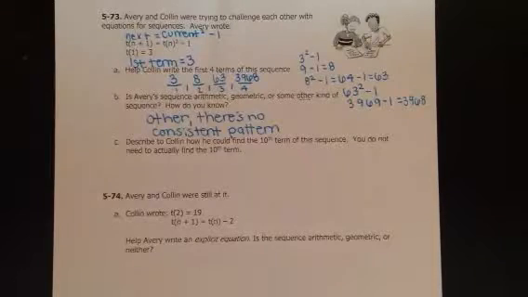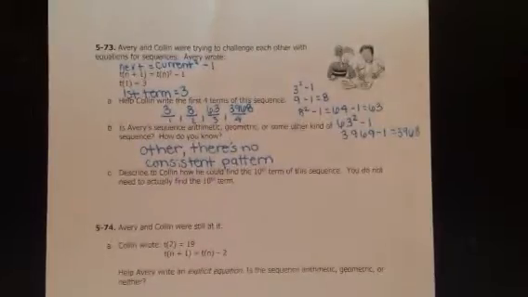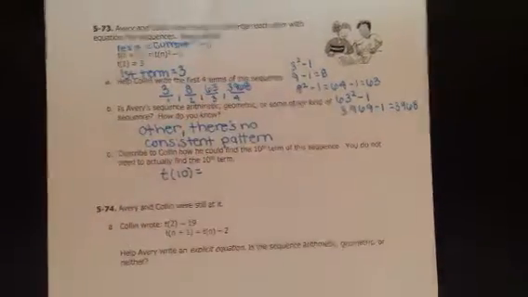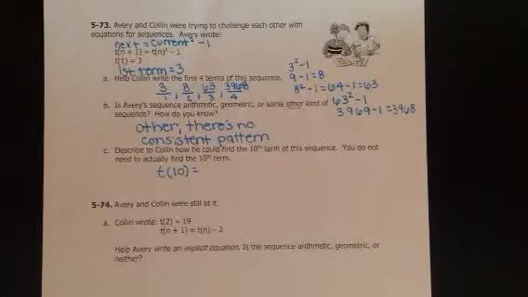Alright, let's go on to C. Describe to Colin how he could find the 10th term of this sequence. You do not need to actually find the 10th term. So we just have to describe how to do it. We're not going to extend our sequence clear out there. So if we're looking at this up here, our next term we're looking for is the 10th term. So if we're looking for t of 10, we're going to assume that we know the 9th term, since the 9th term comes before the 10th. And that's the only way in a recursive sequence we could find the 10th term. So we want the 9th term.